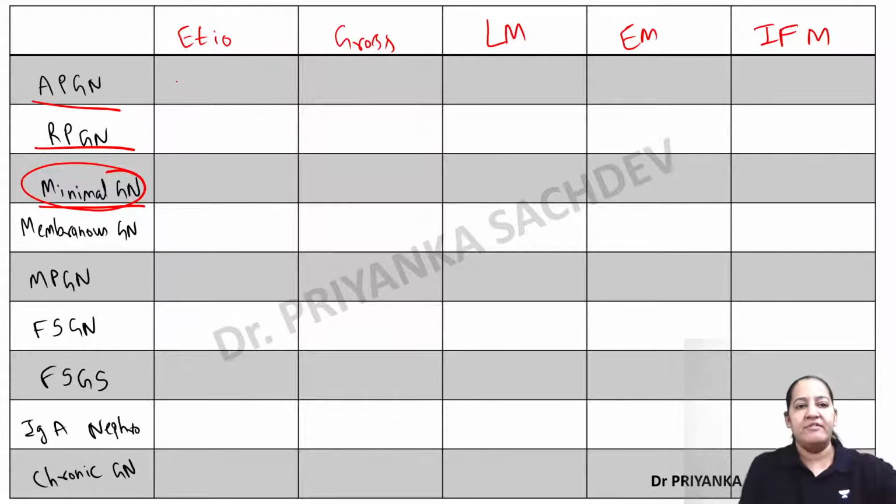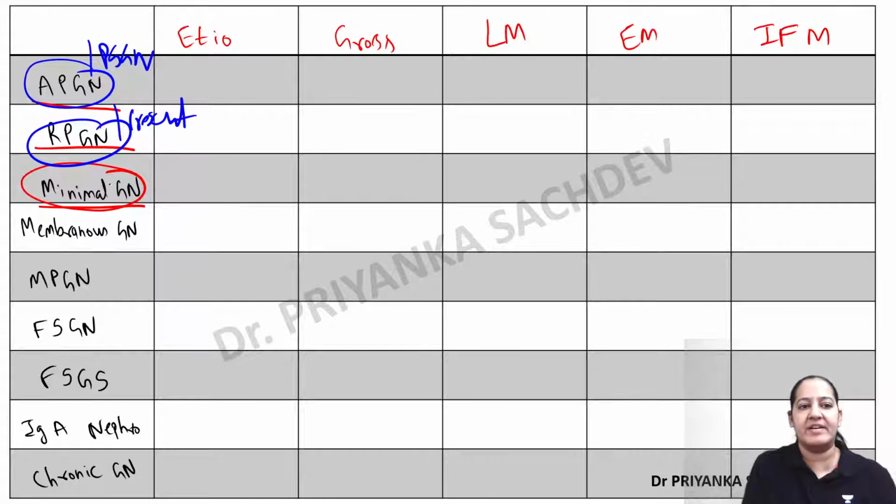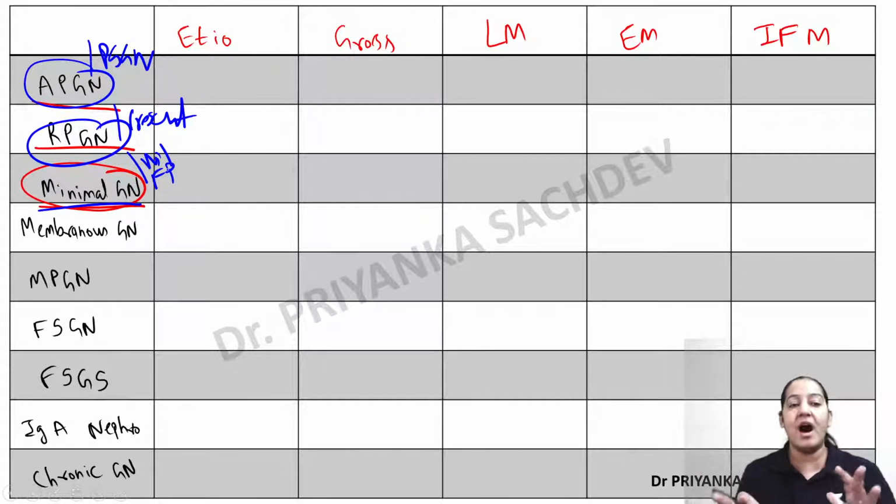So etiology, we have seen that APGN, also known as post-streptococcal glomerulonephritis, RPGN, also known as crescentic glomerulonephritis, and MCD, minimal change disease, also known as nil disease or foot process disease. First learn the other names given to these glomerulonephritis, right? After that, coming on the etiology or etiopathogenesis of each of them.